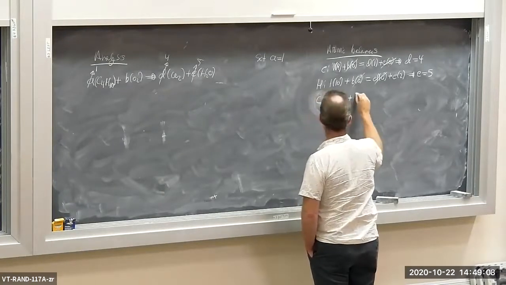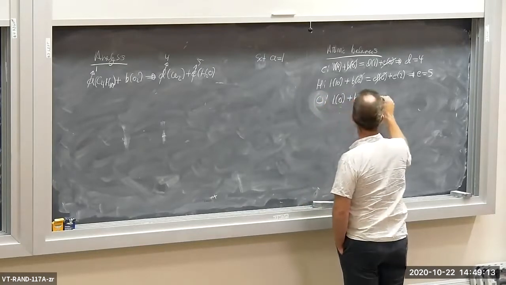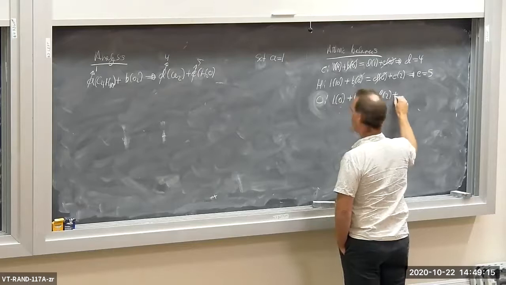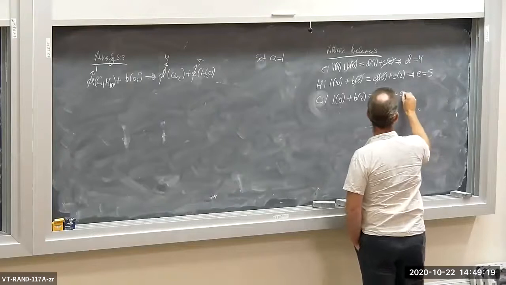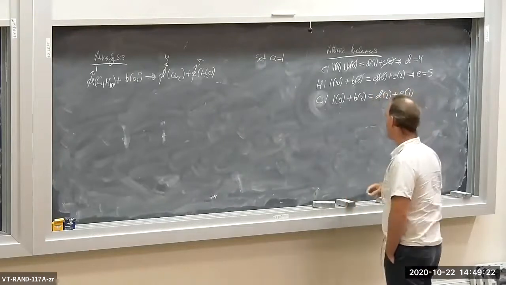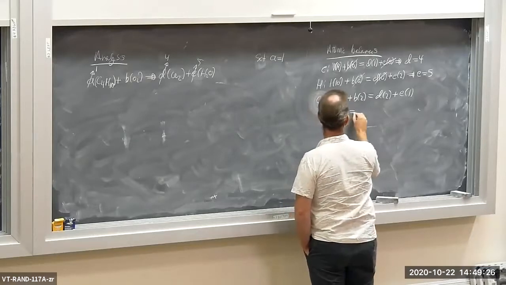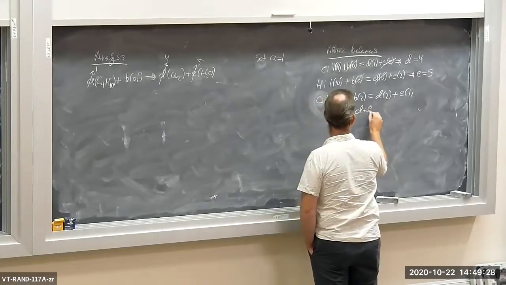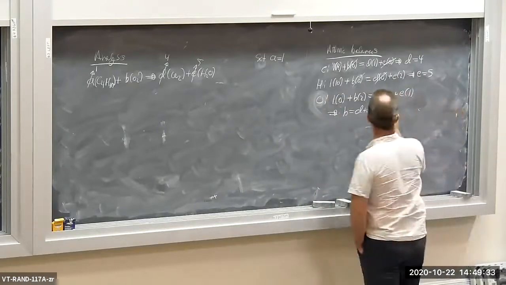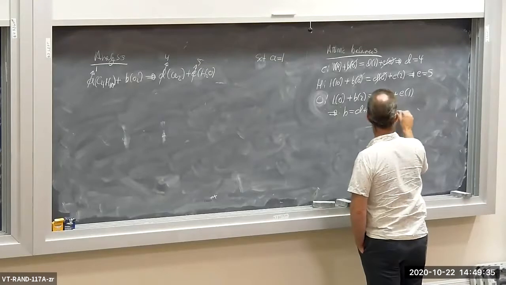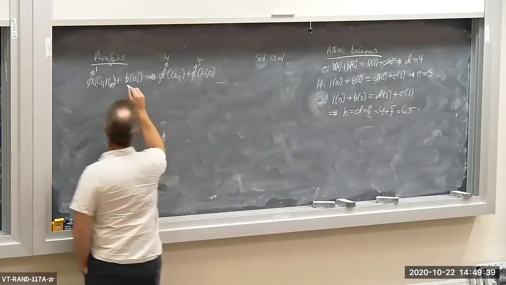Plus B times 2 equals D times 2 for the CO2 and E times 1. So that gives me B is equal to D plus E over 2. I know D and E, 4 and 5. So 4 plus 5 over 2, 6.5. So B is 6.5.